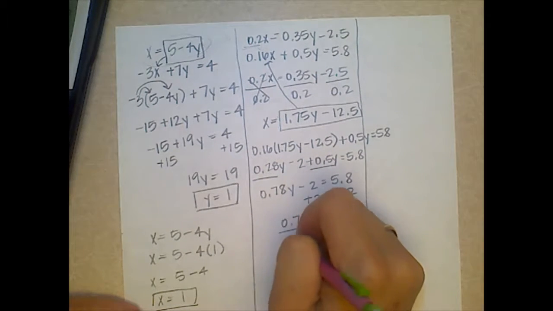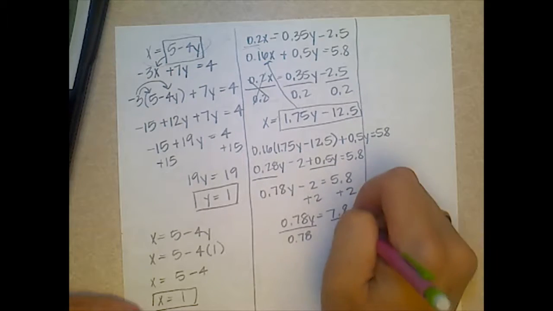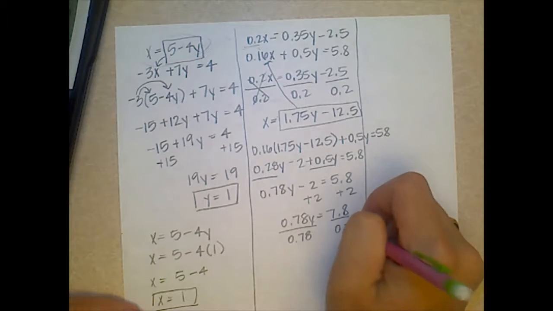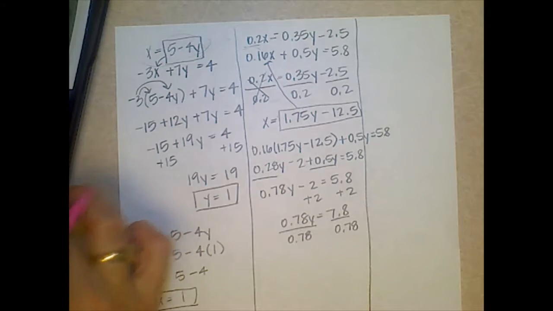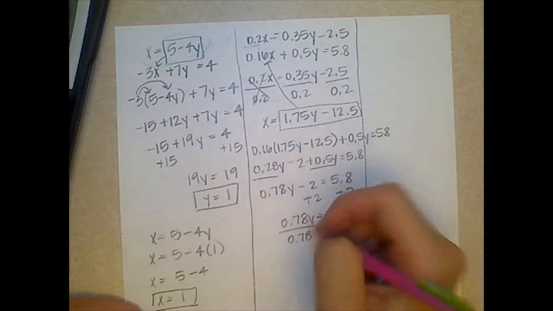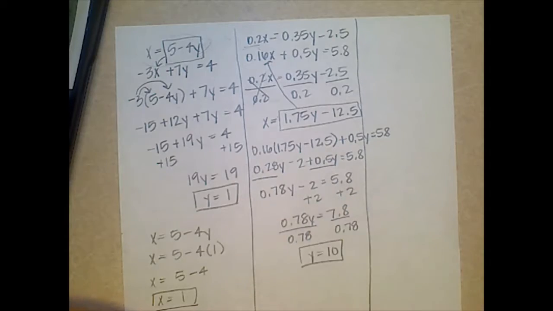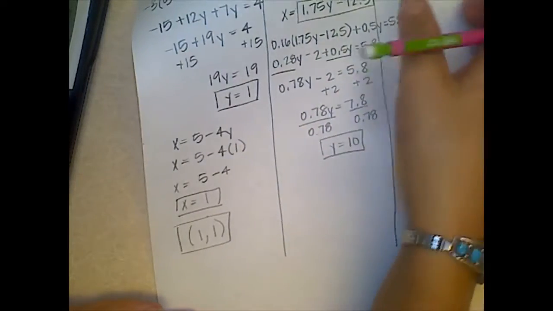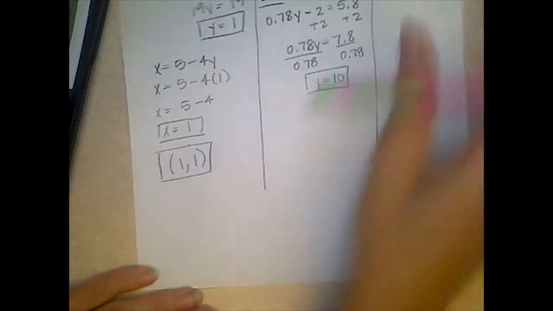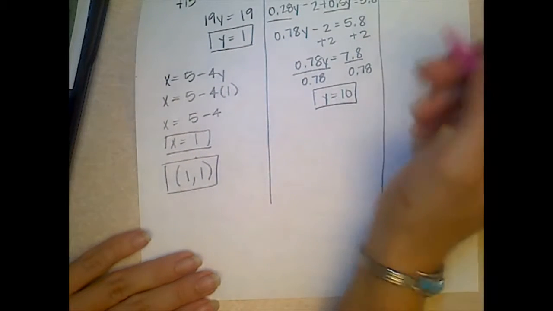To get y by itself, I divide both sides by 0.78. So 7.8 divided by 0.78 gives me 10. Y equals 10. Okay, remember that you're only halfway there because you still have to figure out what x equals.